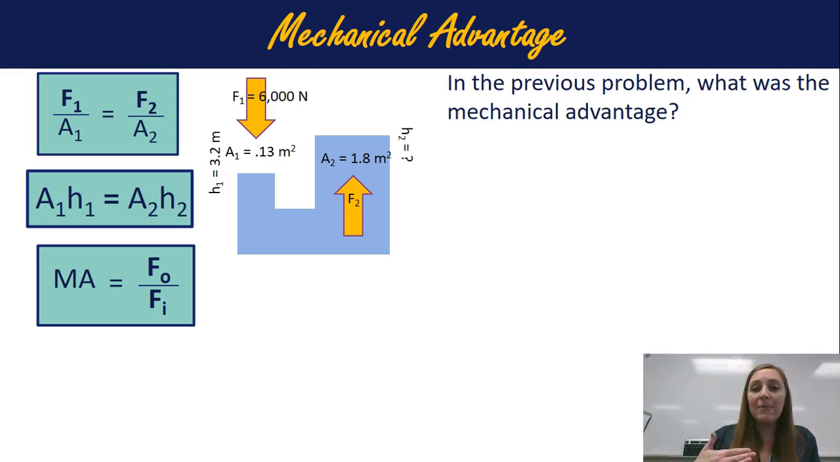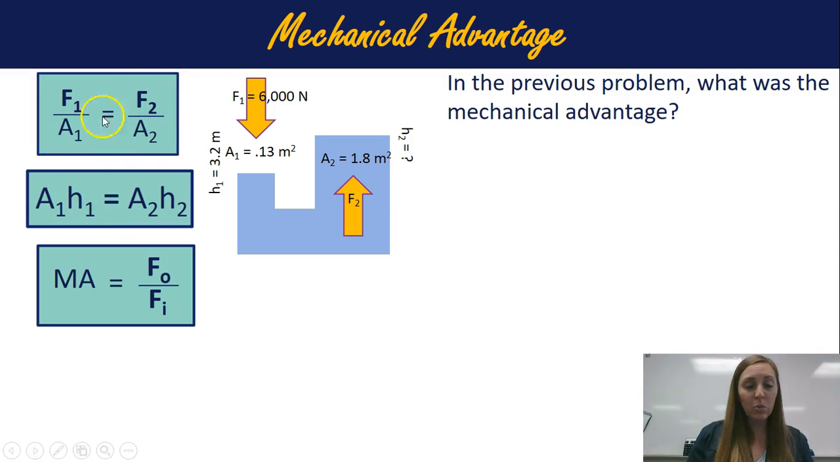All right, so in the previous problem, what was the mechanical advantage? So I brought forth all of these formulas that we've had so far. So we want to find the mechanical advantage. That's this thing. We need the output force divided by the input force. And if you notice, I don't have the output force, which means I need another step. I need to go back and use another equation to solve my output force.